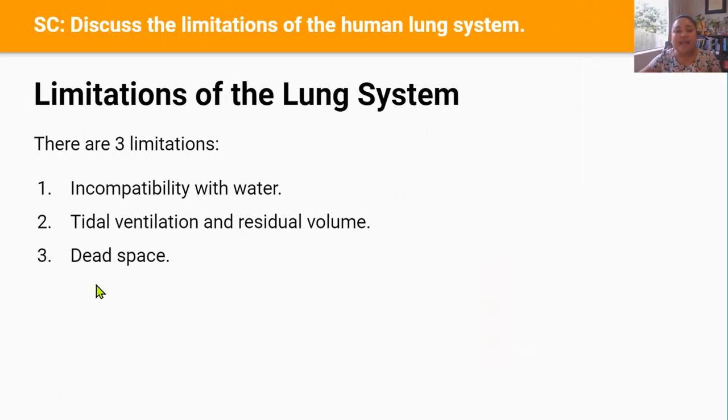So all of those adaptations that we talked about are advantages of the lung system. Now let's talk about the limitations of the lung system, and there are 3 limitations you need to know about. 1, its incompatibility with water. 2, this thing called tidal ventilation and residual volume. And 3, this thing called dead space.